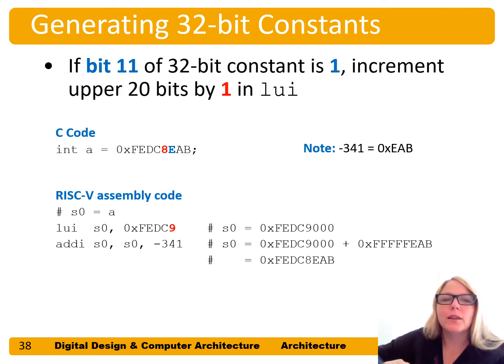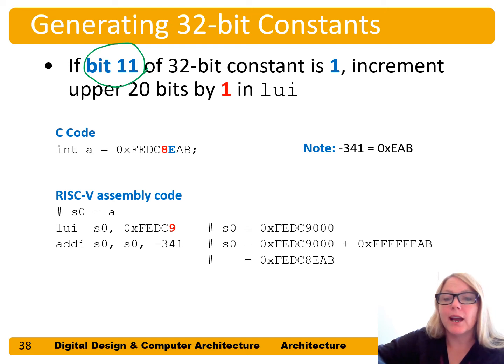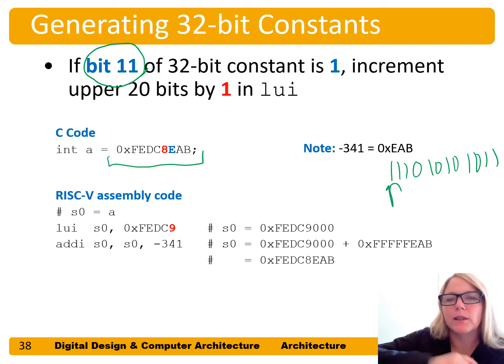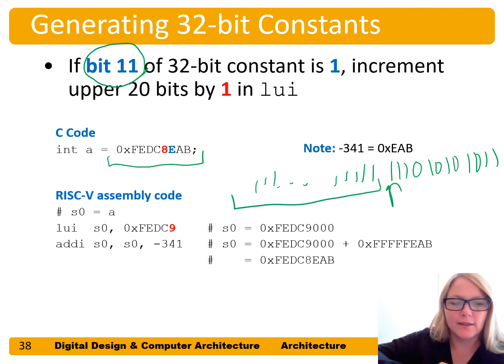So we have to do the operation that if bit 11, the most significant bit of the 12-bit immediate that we're adding, is 1, we actually have to increment the upper 20 bits by 1 in the load upper immediate operation. Suppose we want FEDC8EAB. We notice EAB has that most significant bit as 1. When it gets sign extended, we're going to get 1s all in the upper bits, up to 32 bits. But if you remember, all 1s is like a minus 1. Essentially, we're going to subtract 1 from that upper 20 bits.